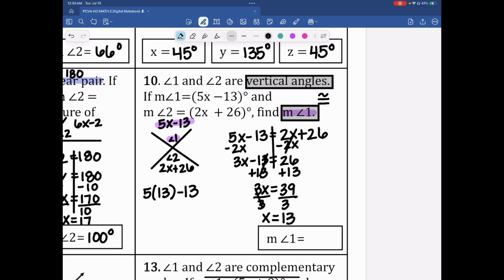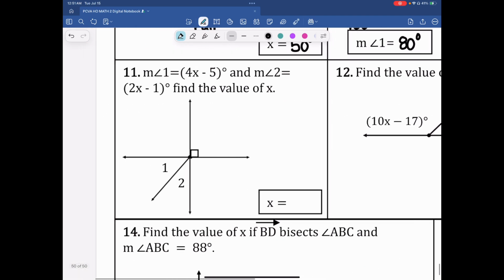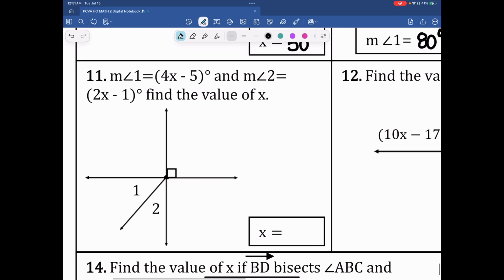So that's going to give me 65, and then 65 minus 13 is going to give me 52. All right, so looking at number 11. So number 11 says the measure of angle 1 is 4x minus 5, and the measure of angle 2 is 2x minus 1.